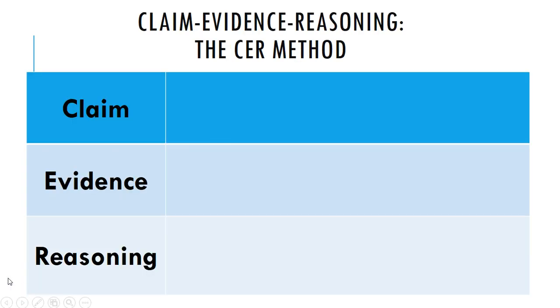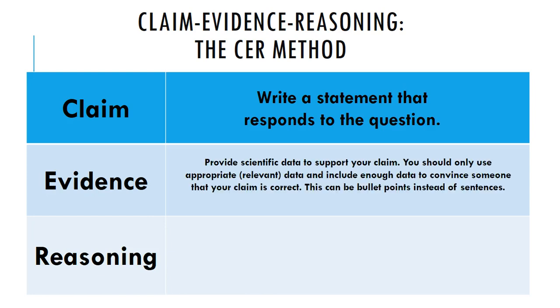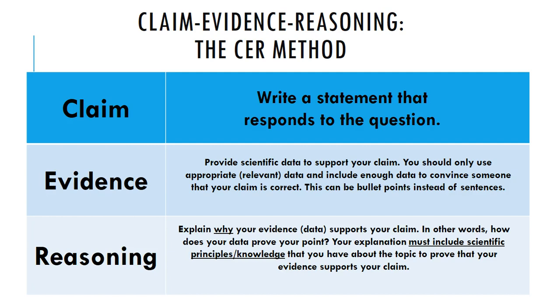Let's specifically talk about the claim, evidence, reasoning CER method. So we know that we talked about a claim. When you're writing your claim, you write a statement that responds to the question. Your evidence provides scientific data, so it's specific numbers and quantitative and qualitative observations that will be used to convince somebody that your claim is correct. You can write this as bullet points instead of sentences, because then you're going to use your reasoning, which ultimately explains why your data, which is your evidence, supports your claim. In other words, how does your data prove your point?